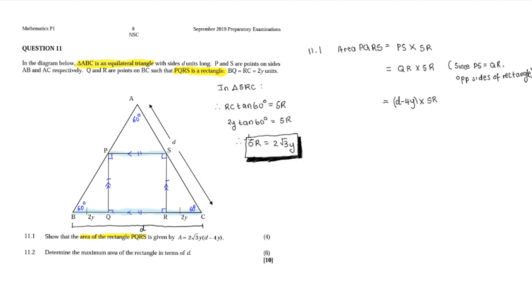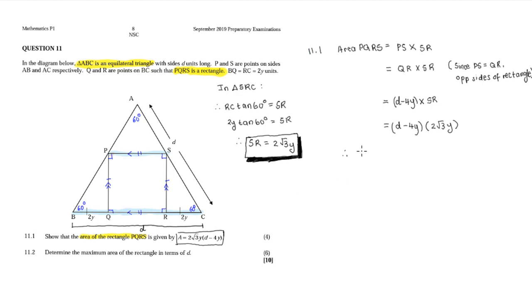So now working with the value of SR, we can substitute it back into what we were initially calculating, which is the area of the rectangle PQRS. That is equal to D minus 4y times this value of 2 root 3y. And you can see that is the formula they wanted you to show. You can just rearrange it to look exactly the way they've written it.